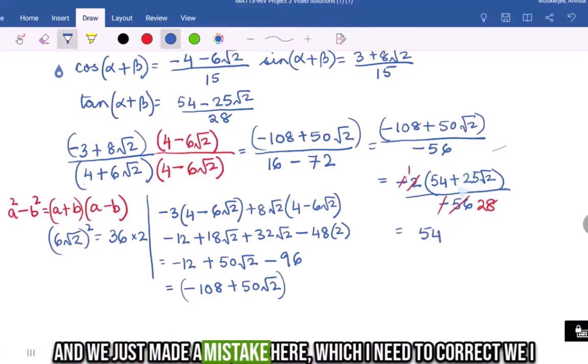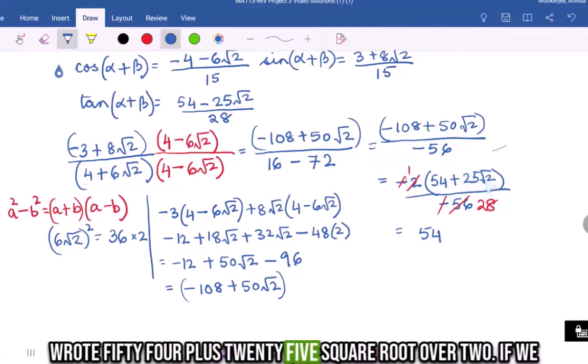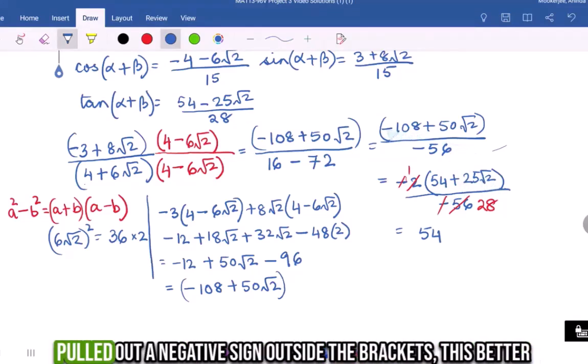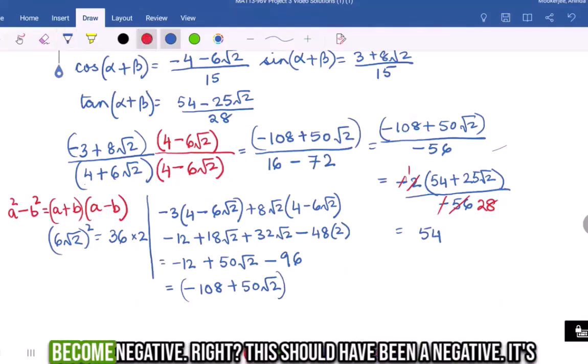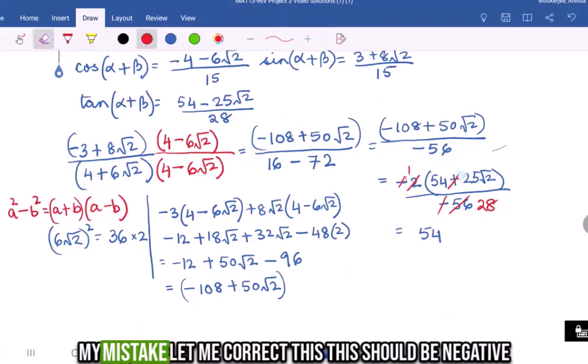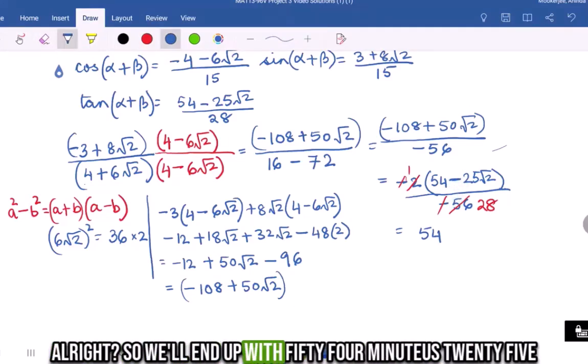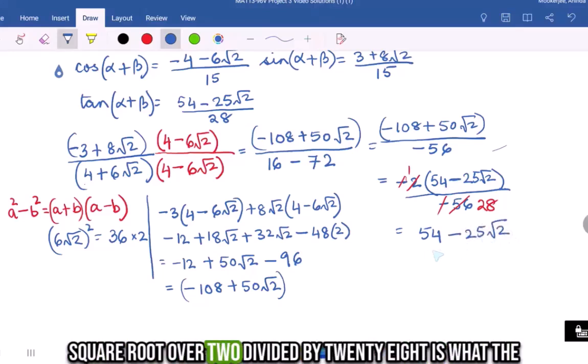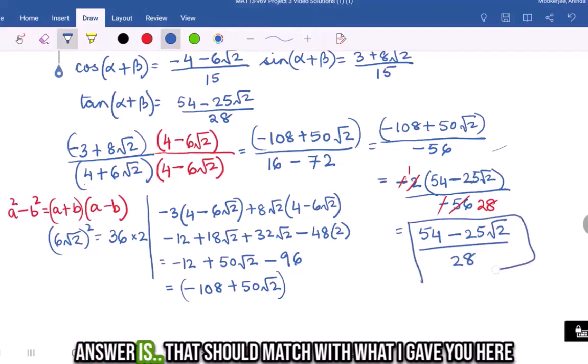And we just made a mistake here, which I need to correct. I wrote 54 plus 25 square root over 2. If we pulled out a negative sign outside the brackets, this better become negative, right? This should have been a negative. It's my mistake. Let me correct this. This should be negative, all right? So we'll end up with 54 minus 25 square root over 2 divided by 28 is what the answer is. That should match with what I gave you here.